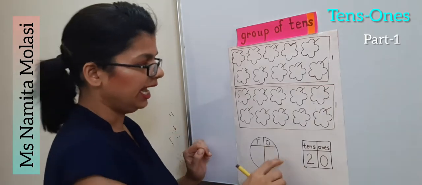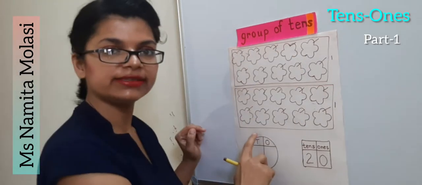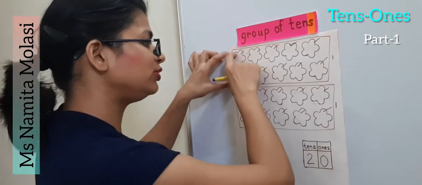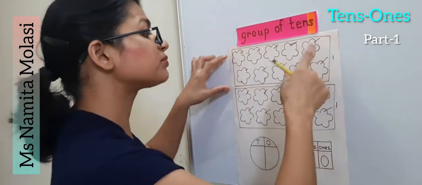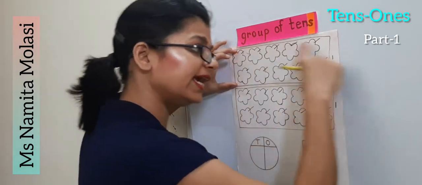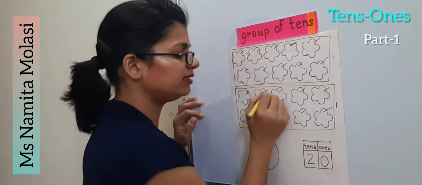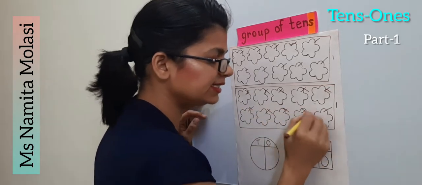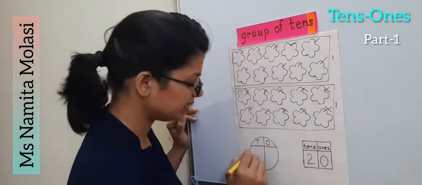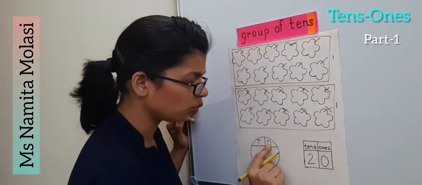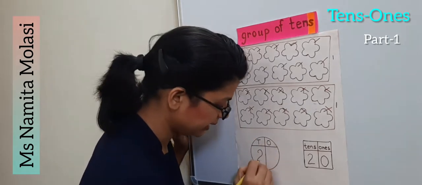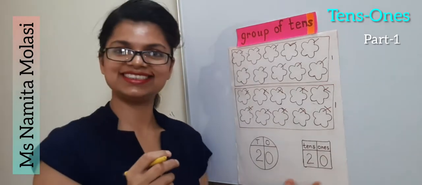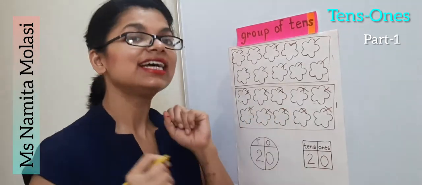Good job. And time is to count them all together. You already know these are 10. So count this again. We'll go further. 10, then 11, 12, 13, 14, 15, 16, 17, 18, 19, and 20. 20. T stands for 10s and O stands for 1s. 20. And I'm writing 20 here. 20, 20. Same. It means we have counted correctly.